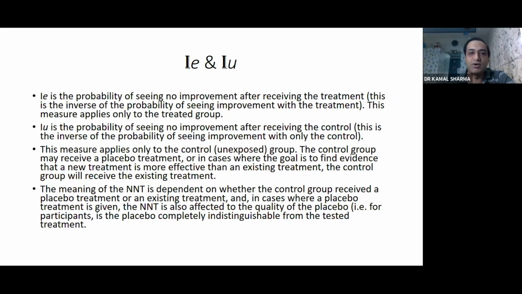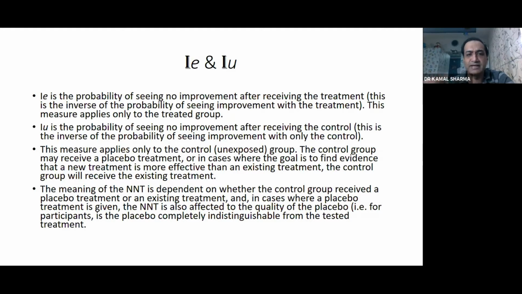And IU is also referred to as the probability of seeing no improvement after receiving the control therapy. And based on this, you then look at the net number to treat. This measure applies only to the control group, the IU, and the control group may receive a placebo treatment or the standard care, as we know, on top of the existing new treatment. And this is what you get as the probability outcome in IU.